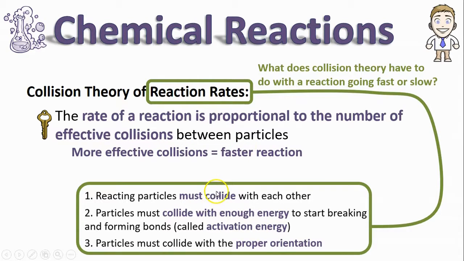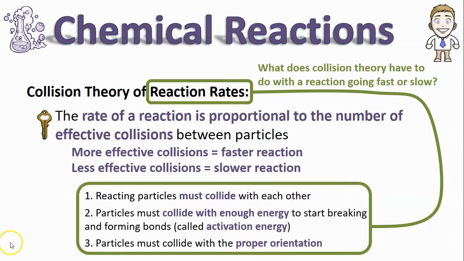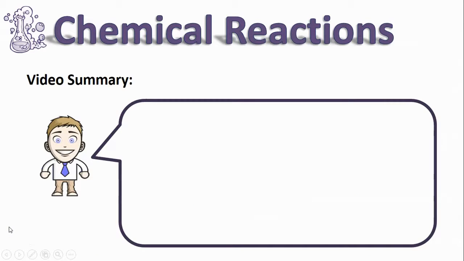So the more collisions there are, as long as those collisions are effective with enough energy and in the proper orientation, means your reaction goes faster. If there are fewer effective collisions, either they collide less, or when they do collide, they don't have enough energy, or they're not in the proper orientation, the fewer of those collisions there are, the slower your reaction is going to go. So we can use this collision theory to explain why some reactions go more slowly and others go more quickly. That concludes this video. Here's a brief summary.